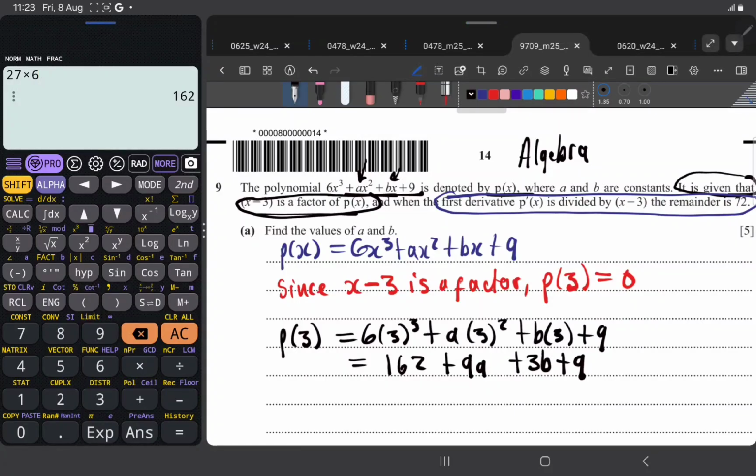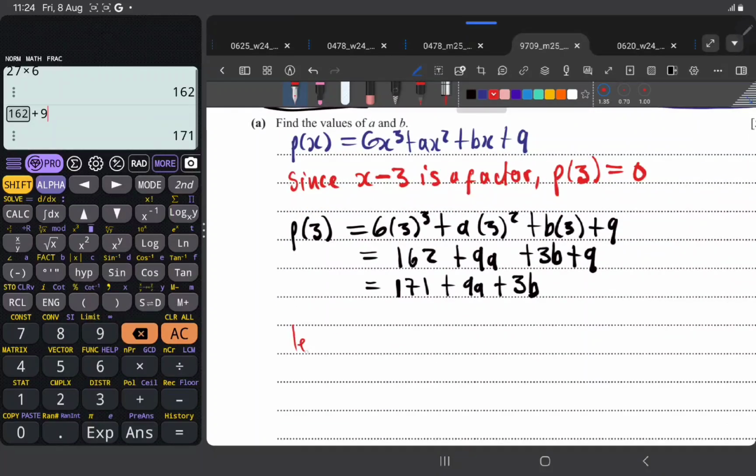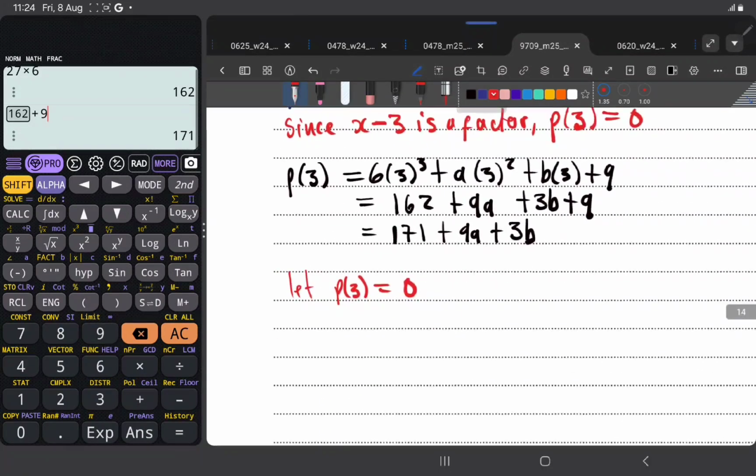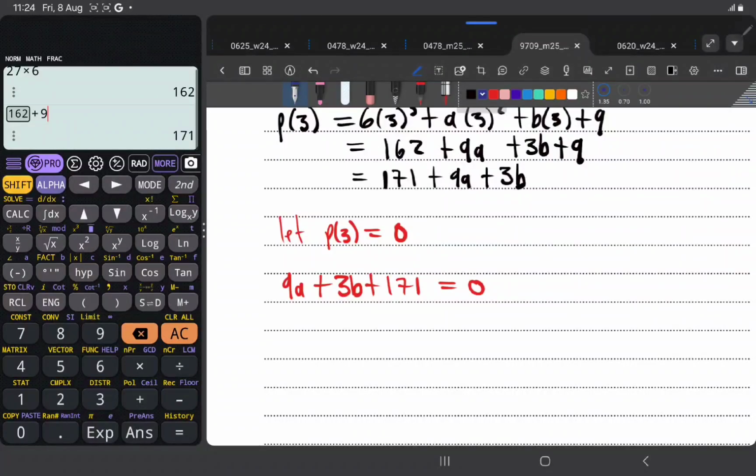Now if you say, what is 162 plus 9? You get 171. So this is 171 plus 9a plus 3b. This is our p of 3. Now you can say, let p of 3 be equal to 0. So we are saying now 9a plus 3b plus 171 is equal to 0. Are we together?